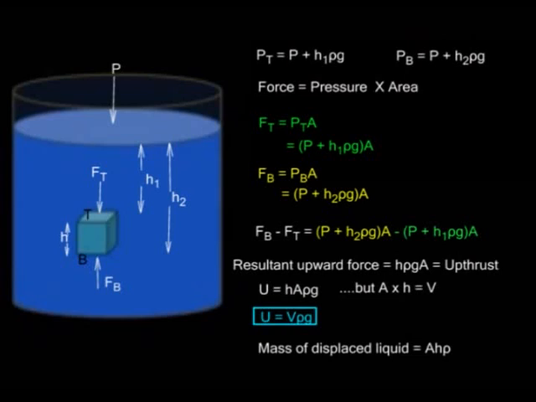Mass of the liquid displaced is equal to A H times rho. Weight of the displaced liquid is equal to A H rho G. Upthrust is therefore equal to the weight of liquid displaced. The magnitude of the upthrust depends on the volume of the fluid displaced and its density.